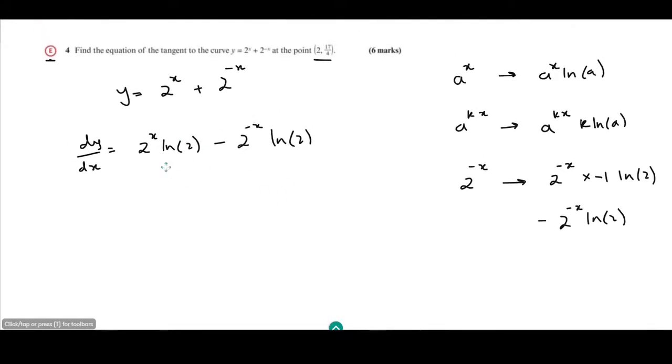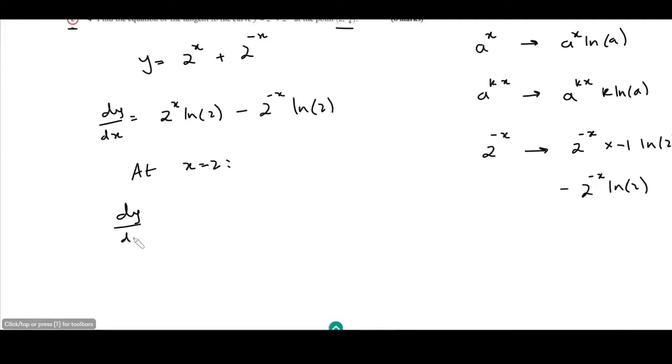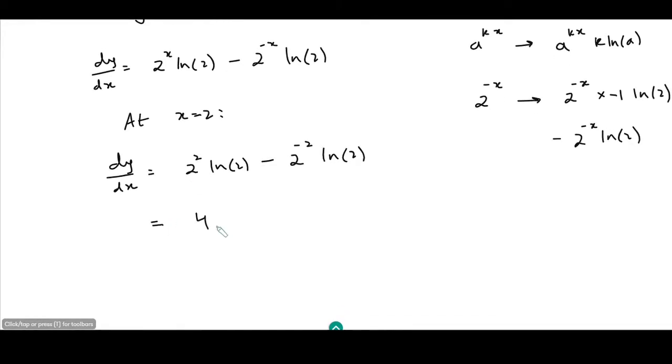Now let's evaluate this derivative at the point 2. In other words, let's substitute in the point x equals 2 into the equation of the derivative, and let's see what we get as the gradient. So at x equals 2, our derivative becomes dy by dx equals 2 to the power of 2 ln 2 minus 2 to the power of minus 2 ln 2. Okay, so in other words, 2 squared is just 4, so we have 4 ln 2, and 2 to the power of minus 2 is 1 over 4.